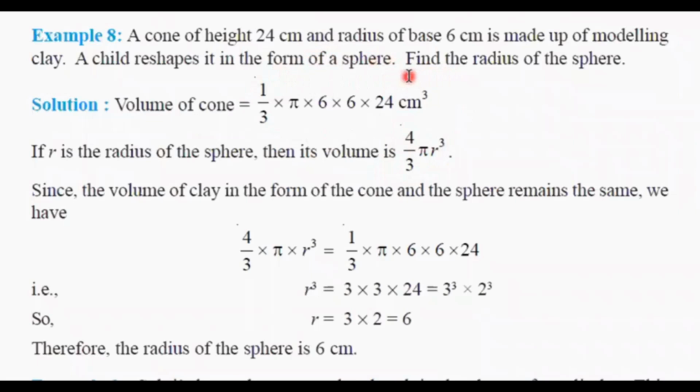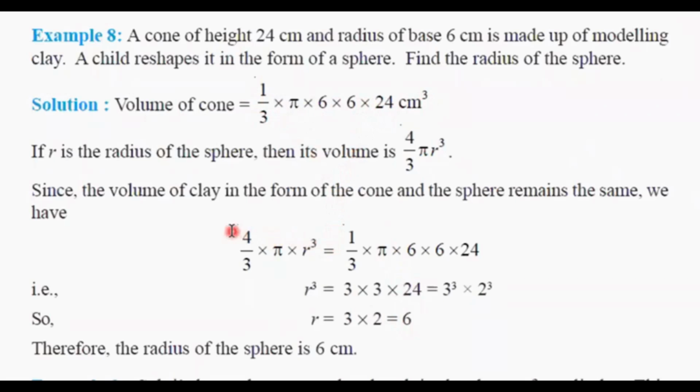The question is only to find the radius. So when you recast to some other shape, the division will come. So it is better you keep it like this and don't go for simplification, because there will be some chance to cancel the numbers. You can see here, this is the volume: 1 by 3 into pi into 6 into 6 into 24. So this will be the volume of the cone.